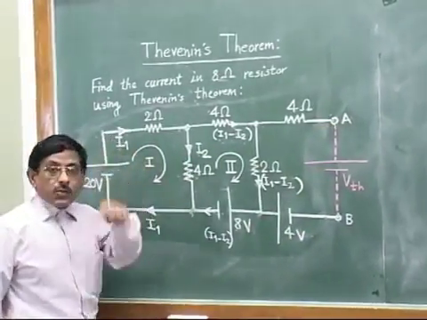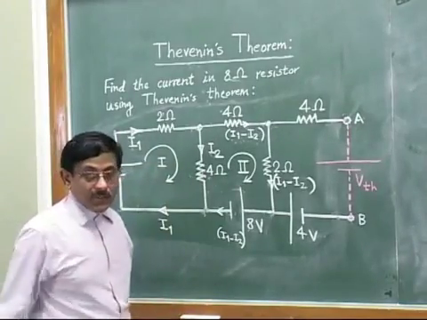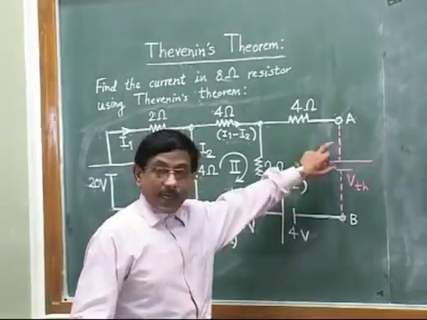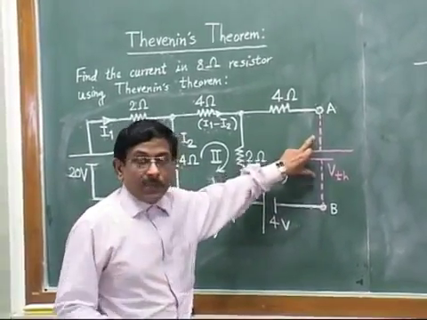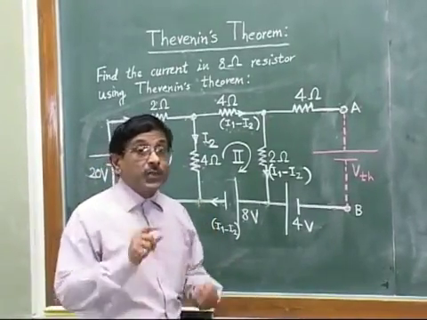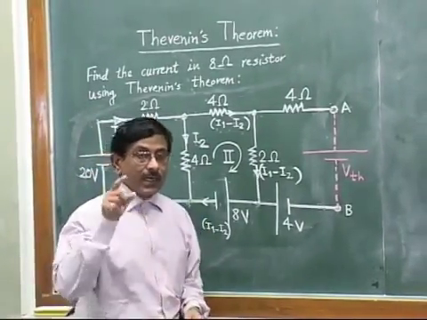Now once we do that, what should be done next? The next thing is that after connecting VTH like this, you select any closed loop or any closed path which will contain VTH.